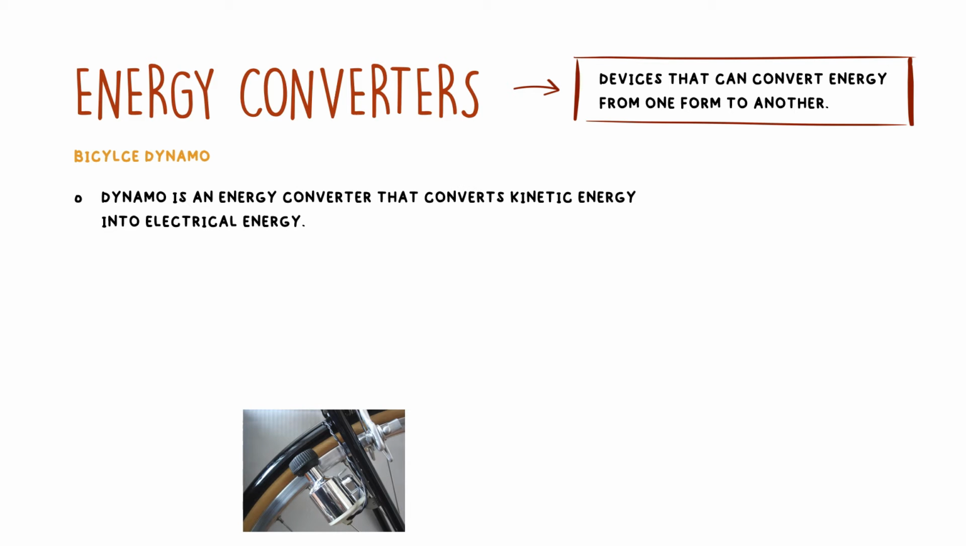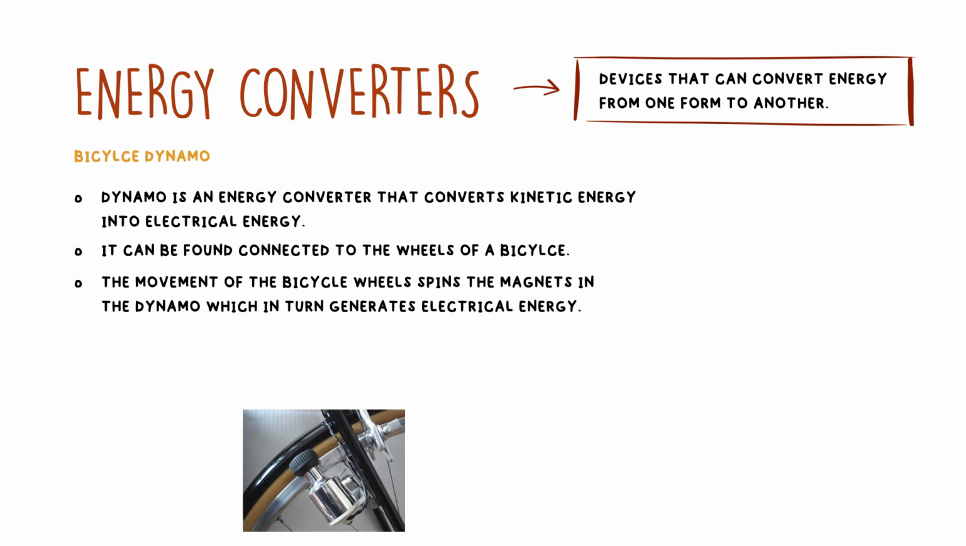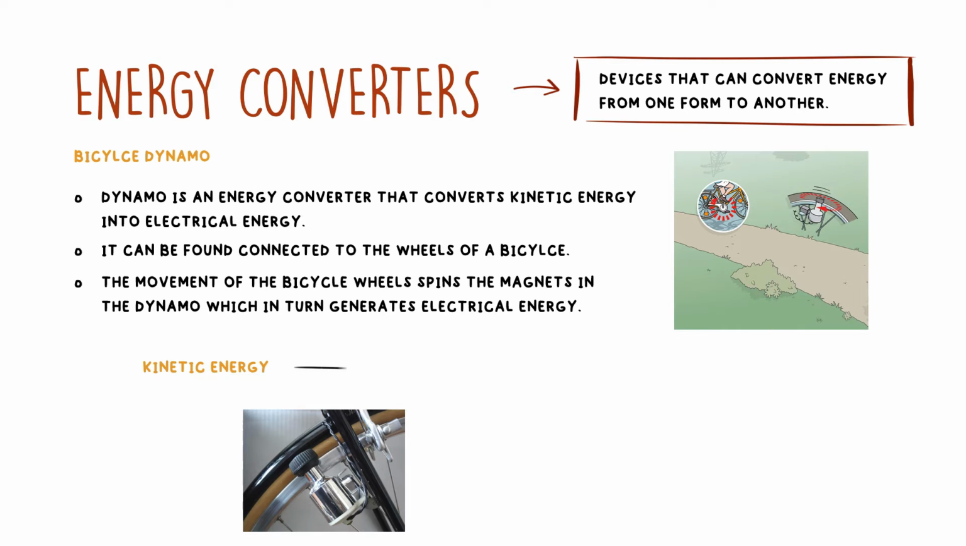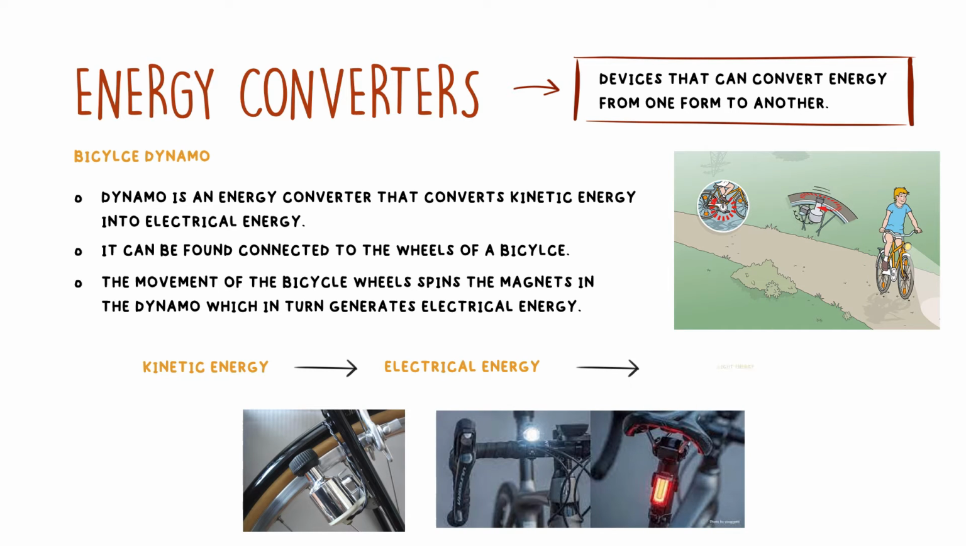A dynamo is an energy converter that converts kinetic energy into electrical energy. It can be found connected to the wheels of a bicycle. The movement of the bicycle wheels spins the magnets in the dynamo, which in turn generates electrical energy. Therefore, the kinetic energy from the wheels is converted into electrical energy in the dynamo and finally converted into light energy for the bicycle light.